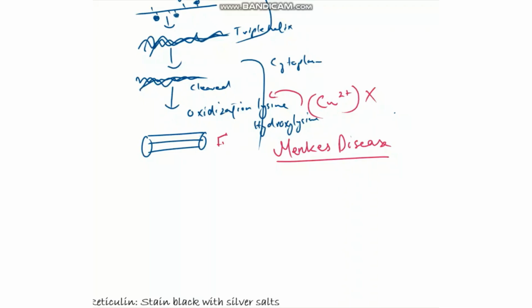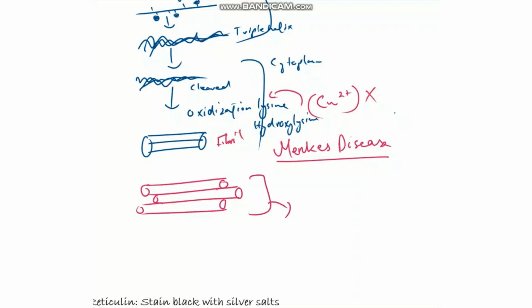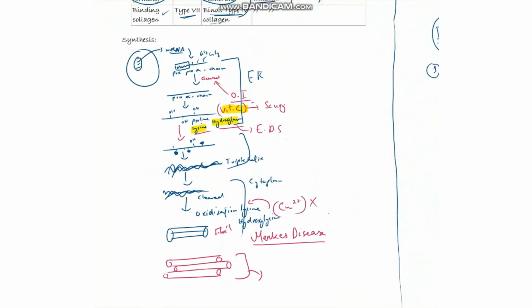And this is the fibril form, and then these fibrils are accumulated. So these would be accumulated, something like this, and these would be your mature collagen that would then be secreted out of the cell. And that's it for the synthesis of collagen. Congratulations.